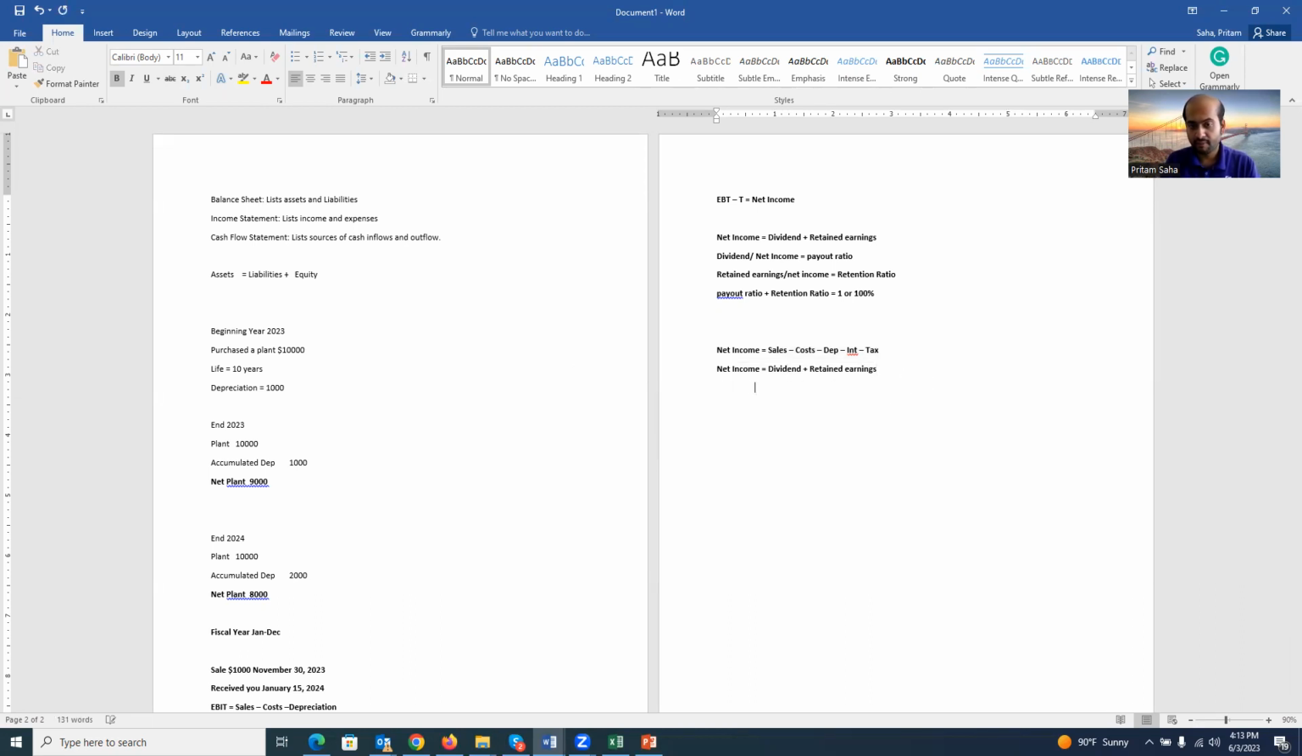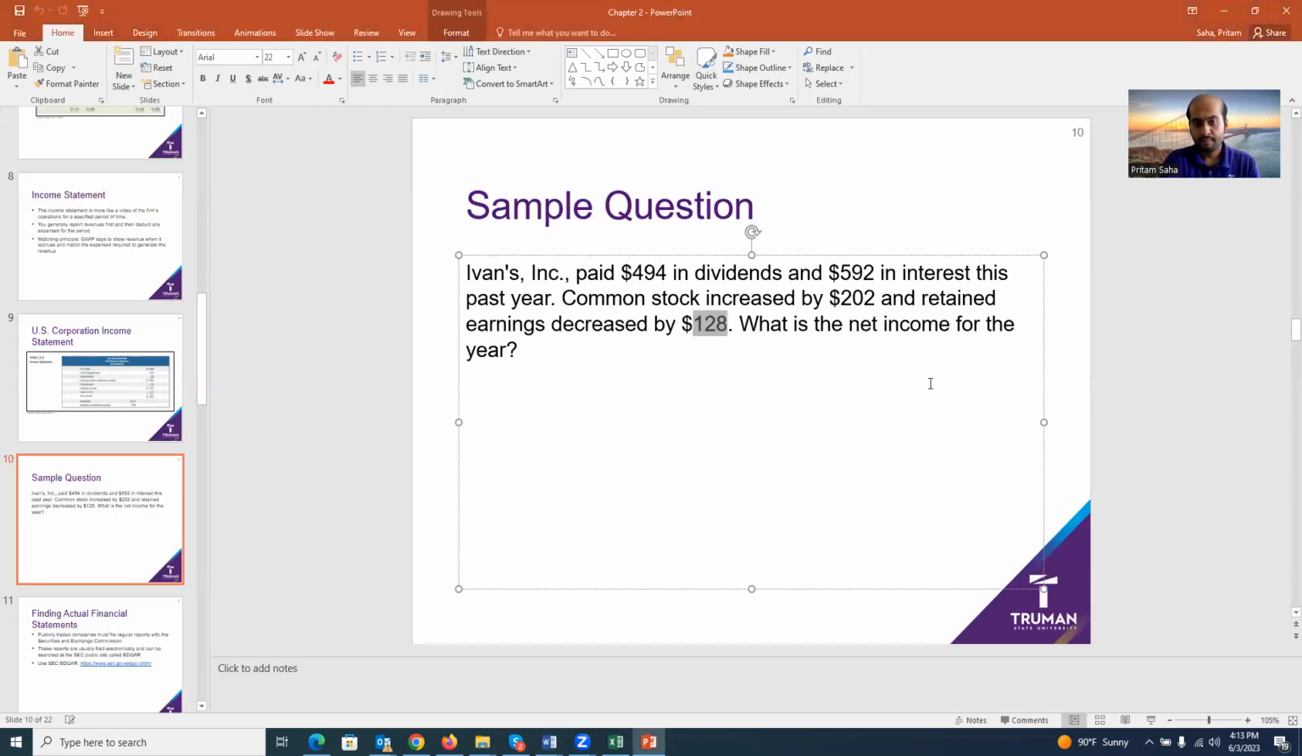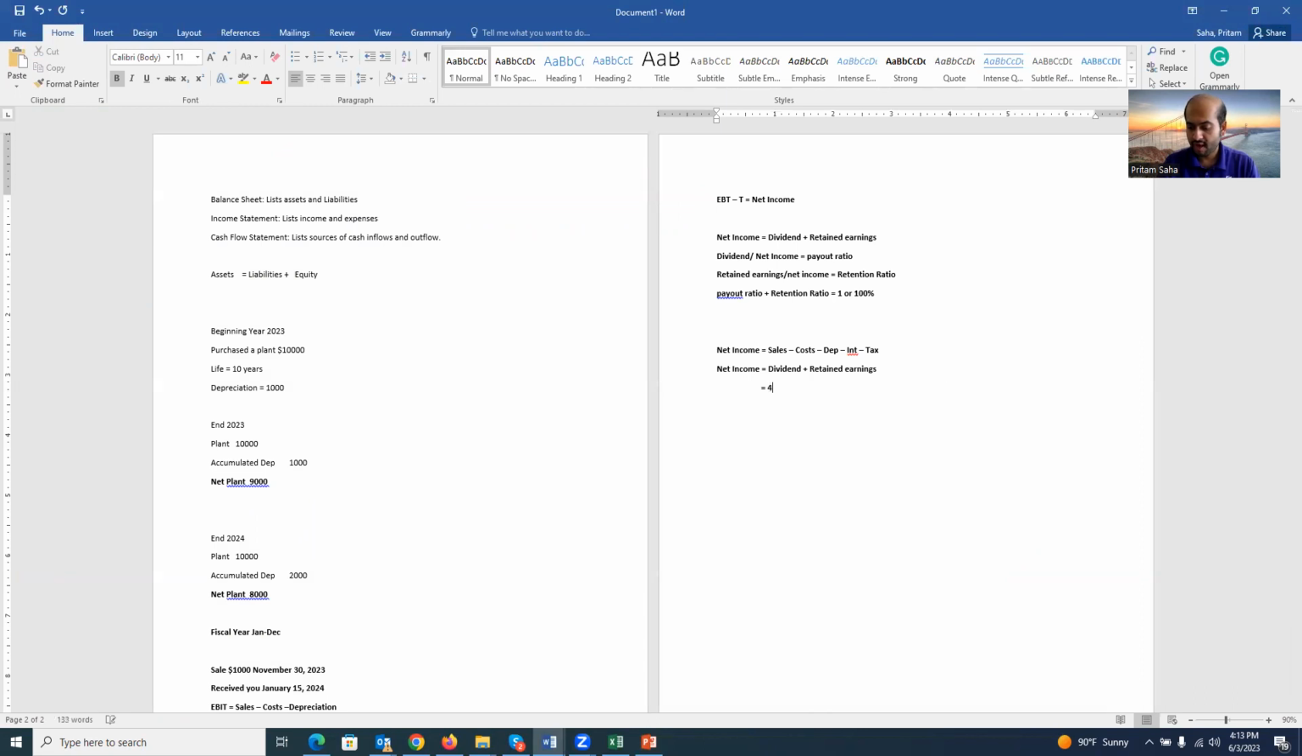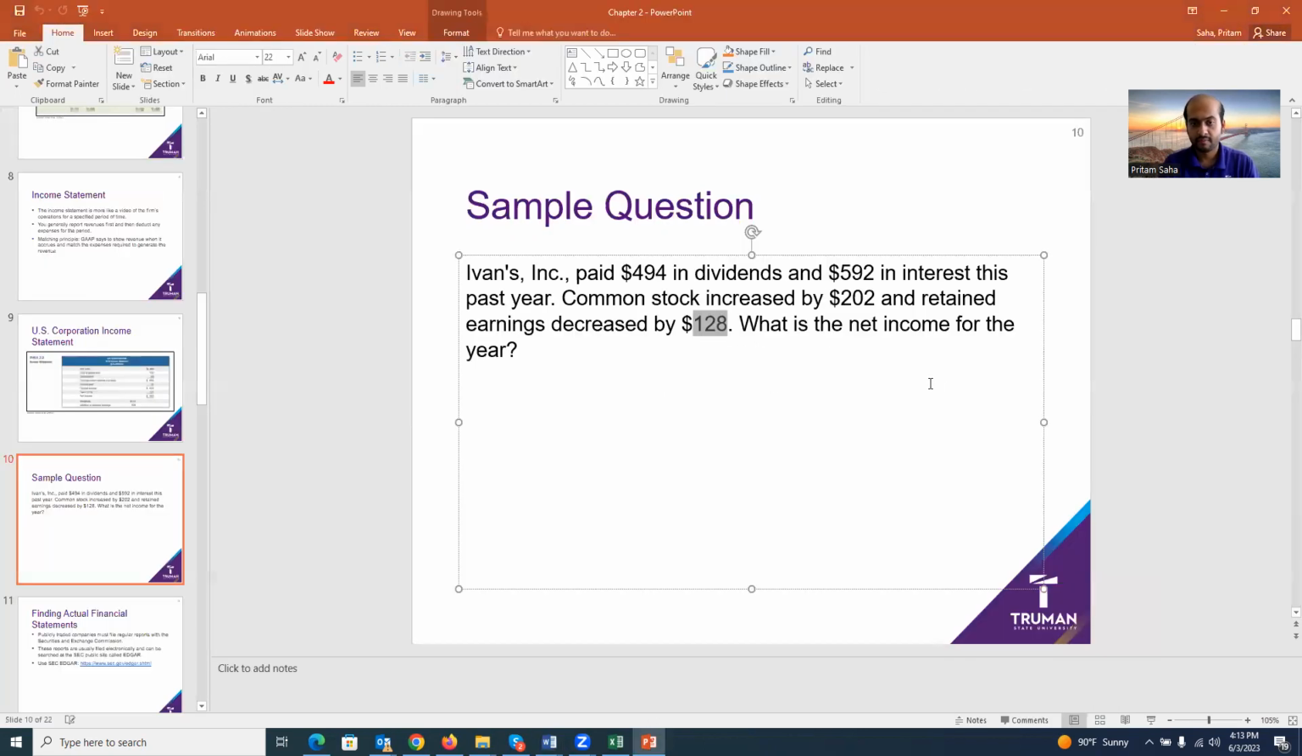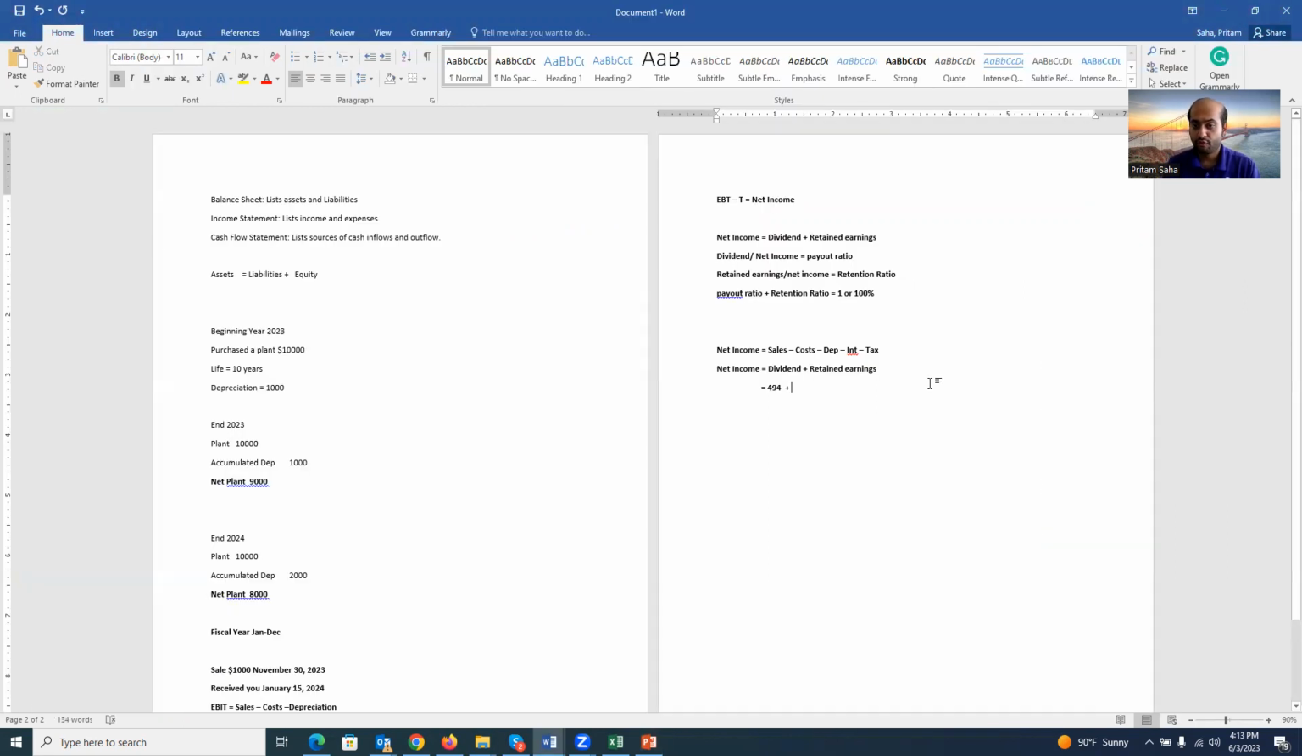If you look at the problem, it said that the firm paid $490 in dividends, so 494. And retained earnings decreased by 128. That means the company dropped the retained earnings value. They did not add, they dropped. So when they add, it's a plus sign. When they drop, it's a negative sign. How much? 128. I'll do the calculation: 494 minus 128 is basically 366. So that's the net income.